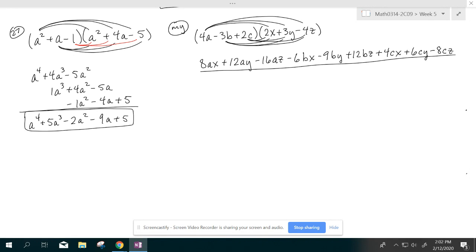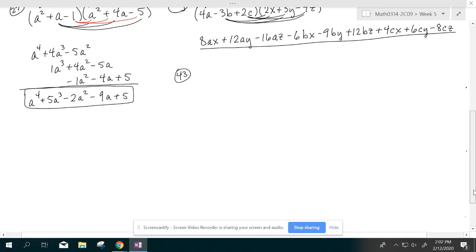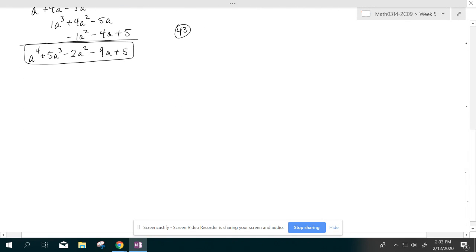Ooh, don't expect to see anything like that on a test. Yeah, that was long and nasty. But do you see how it works? Oh, good. Now we're going to jump over to number 43. And if you understand 43, I think we're going to be done for the day, and you can spend the rest of the time working on your MyLab math.